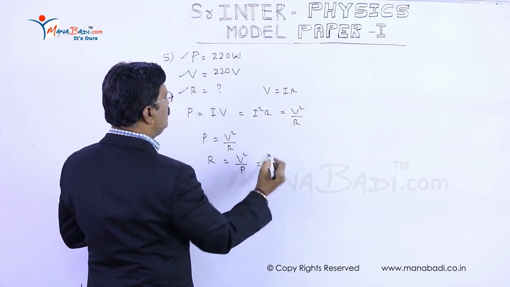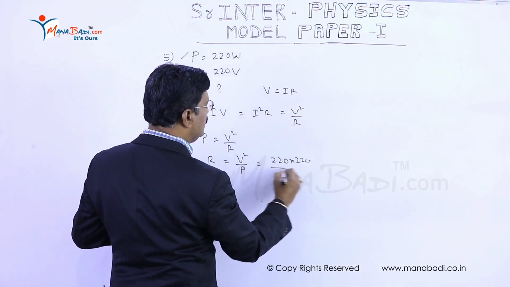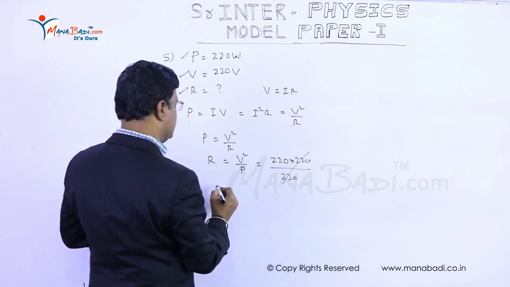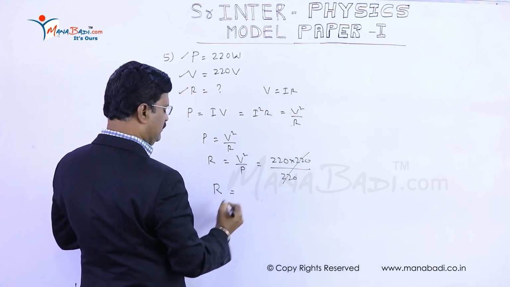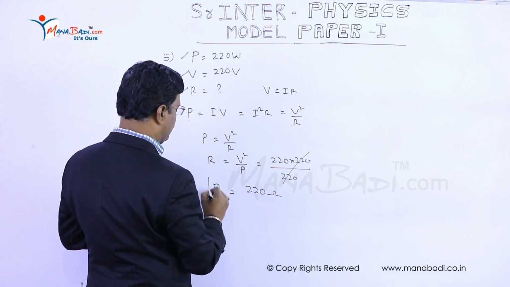And V is 220 volts, as given. Therefore, 220 into 220 divided by the power, which is also 220. These two get cancelled. Therefore, the resistance of the wire is 220 ohms.